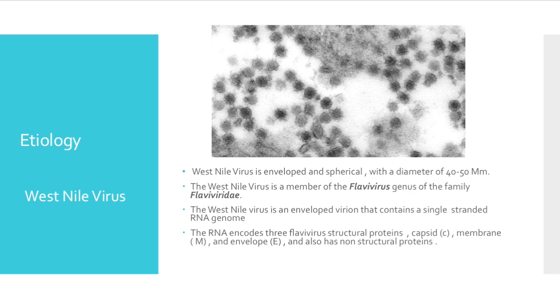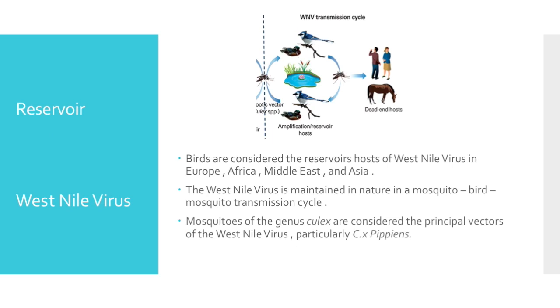So that's the etiology of the West Nile virus, and it's pretty important because it tells us about the genus and family, the structure of it, and the proteins that it contains. The second part is the reservoir of the West Nile virus. You can see a diagram with pictures of a bird, mosquito, bird, and then humans and horses.